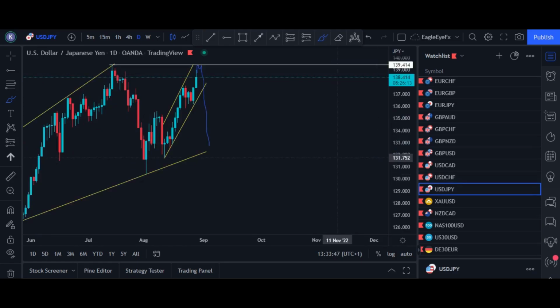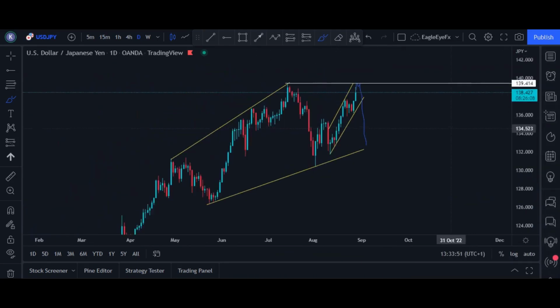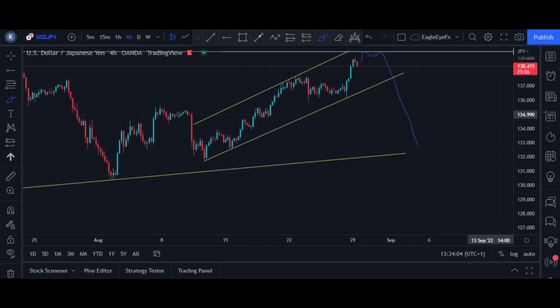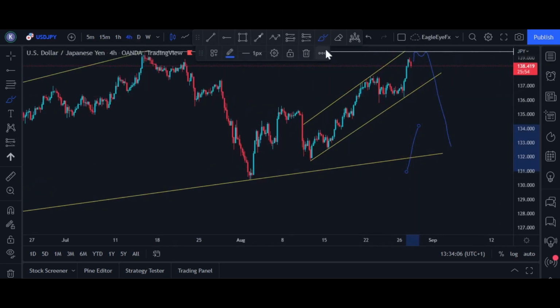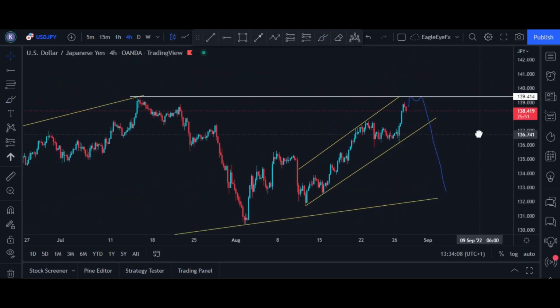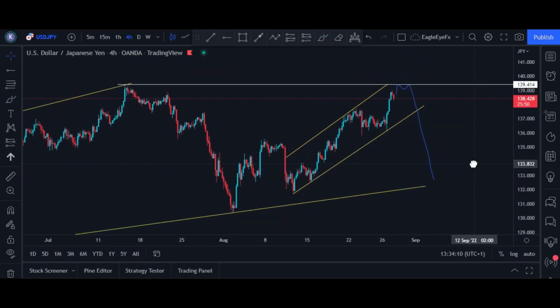Then we have USDJPY, a very clear setup also. As you can see, this is the daily time frame. We had this move to the upside. The market came all the way, and now it has come back to this level over here. The way it came, it came correctively. It has given us a structure over here.